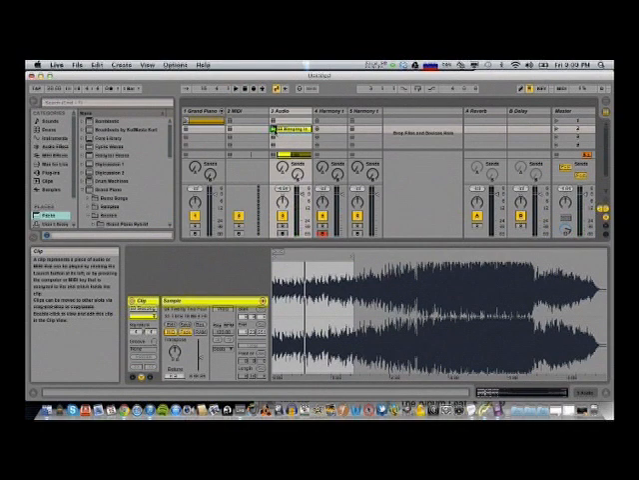Okay, so it basically just started over again there with some extra bells, and soon drums come in and all that stuff.